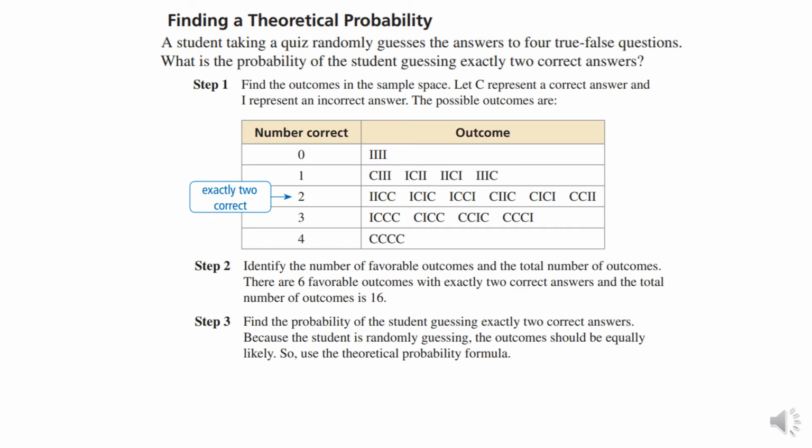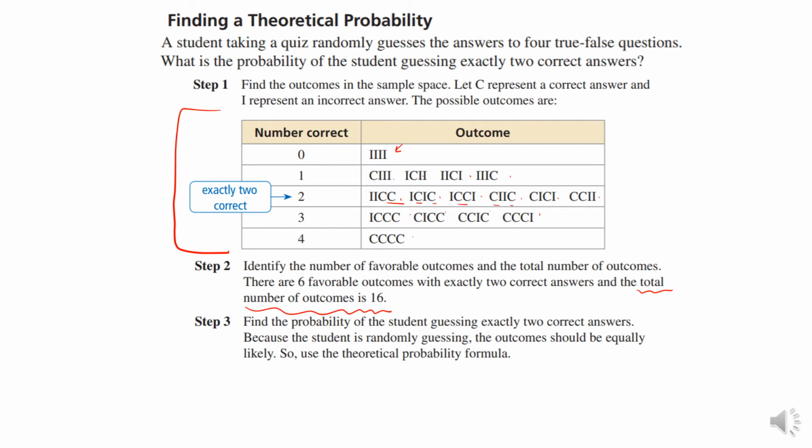Okay, so finding a theoretical probability. A student taking a quiz randomly guesses the answer to 4 true-false questions. What is the probability of the student guessing exactly 2 correct answers? So here, they find all of the possible answers. Okay, so we're going to count all those up. We've got 1, 2, 3, 4, 5, 6, 7, 8, 9, 10, 11, 12, 13, 14, 15, 16. The number of outcomes is 16. That's the total, right? Then the ones where there's only 2 correct, doesn't matter what order, you can see that.